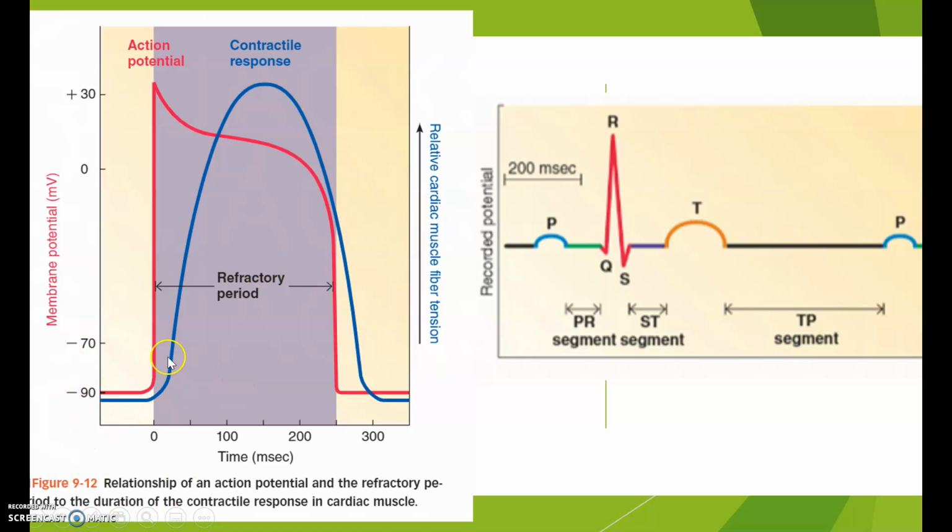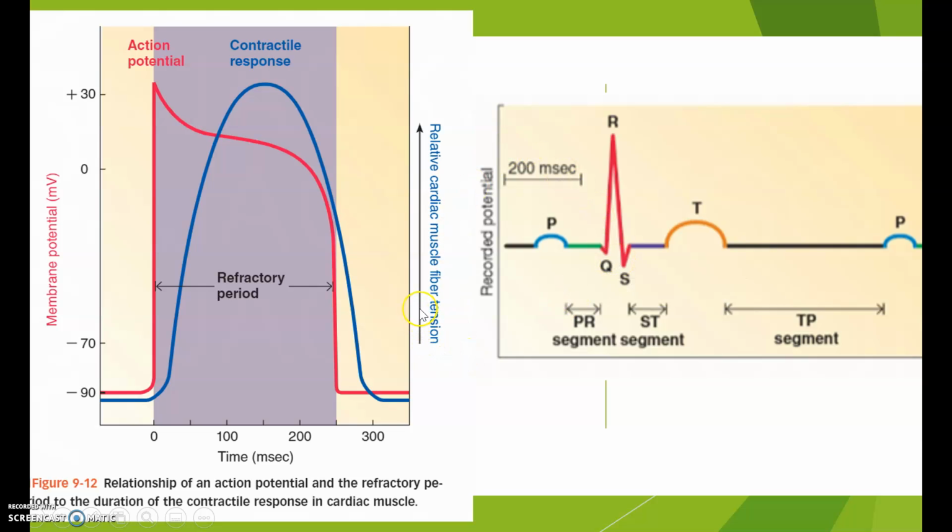So if we look at the contraction, the contractile response, it occurs for about 200 to 300 milliseconds, but it happens just after the potential is being reached and never ceases until about 50 milliseconds after the refractory period ends. And that is really helpful to know when we're going to understand this ECG.